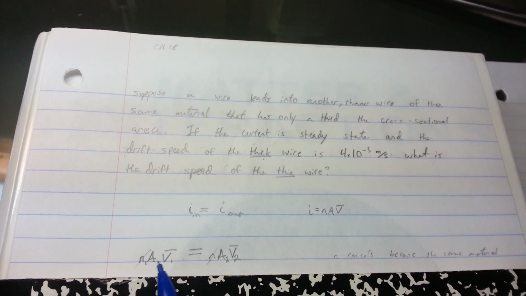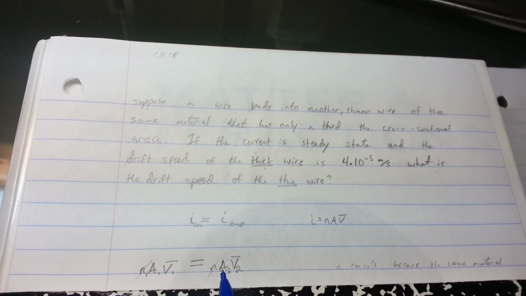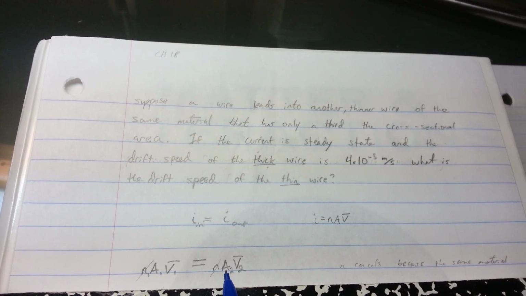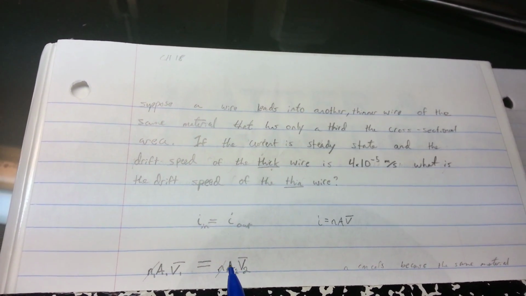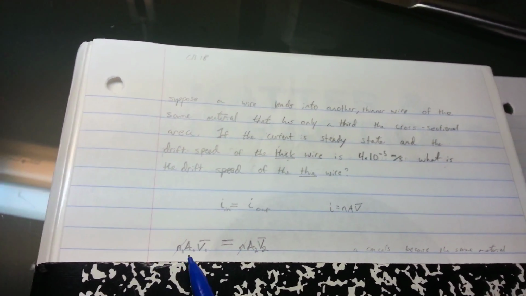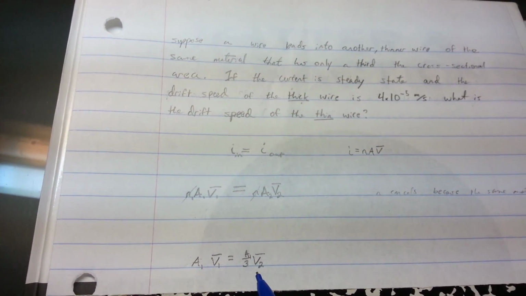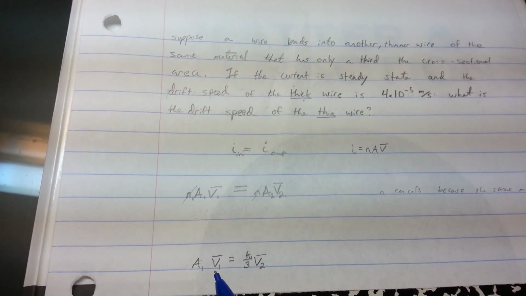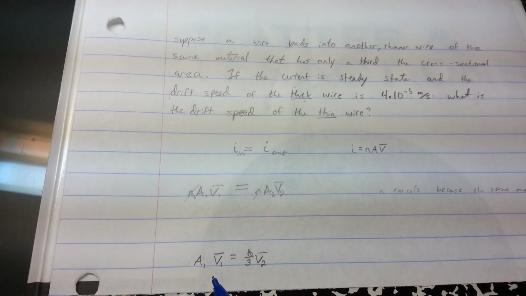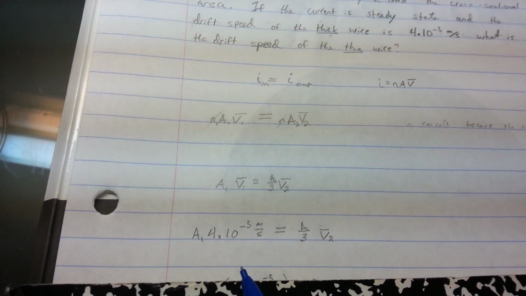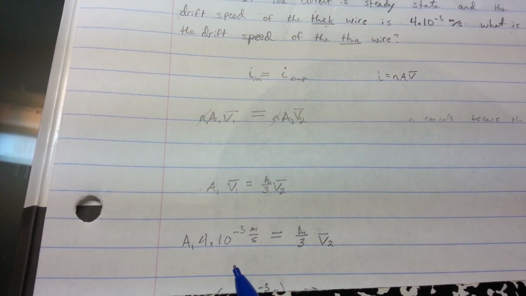Alright, so these are the same densities, so the densities will cancel, but they're a different cross-sectional area. We know that the area of the thinner wire is 1/3 the area of the thick wire. So plugging that in, we get this. We know that the drift velocity of the thicker wire is 4 times 10 to the negative fifth. So plugging that in, we want to multiply by the inverse of this.